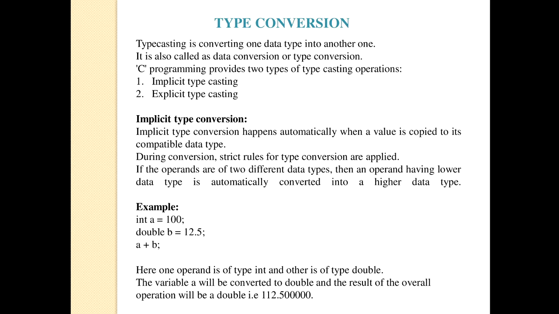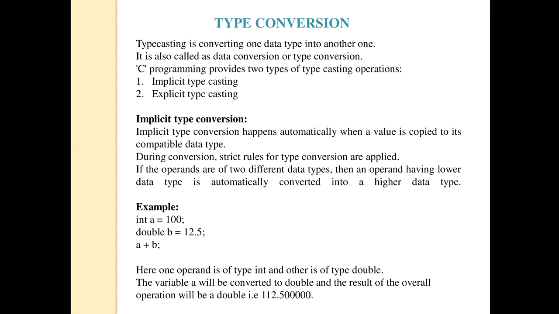Typecasting is converting one data type into another one. It is also called data conversion or type conversion. C language provides two different types of typecasting operations. The first is implicit typecasting and the other is explicit typecasting. Implicit typecasting: in this, the type conversion happens automatically when a value is copied to its compatible data type.